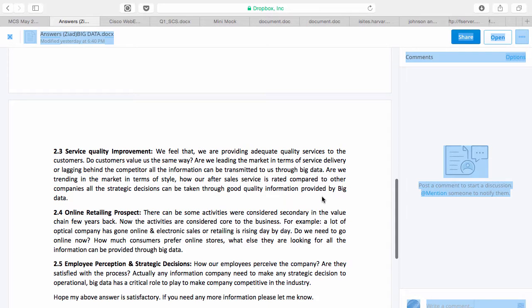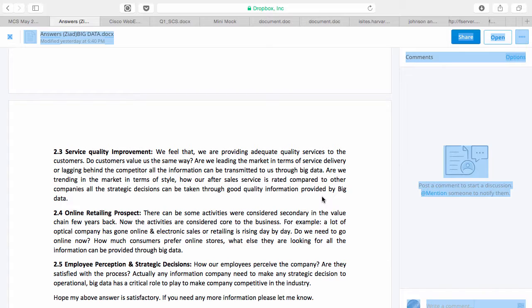And service quality improvement. We feel that we are providing adequate quality services to customers. Do customers value us the same way? Are we leading the market in terms of delivery, or lagging behind the competitor? All the information can be transmitted to us through big data, right? Are we trending in the market in terms of sales, the style, how our after sales service is rated compared to other companies?